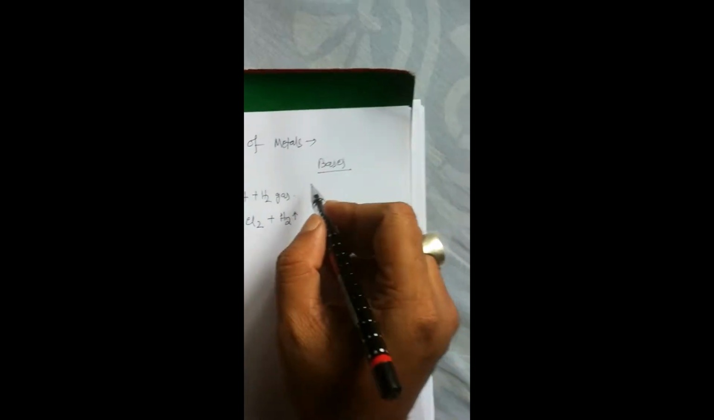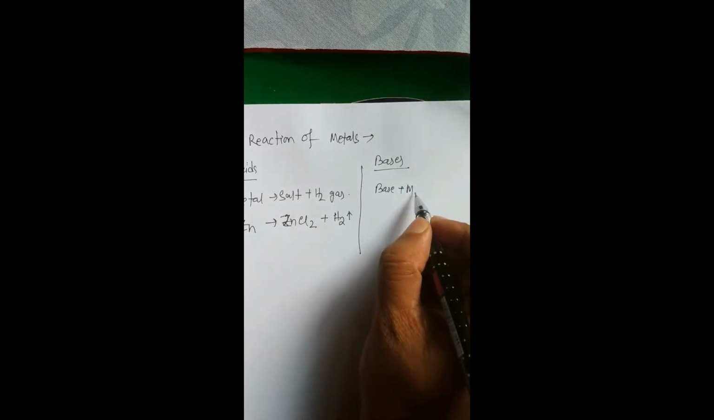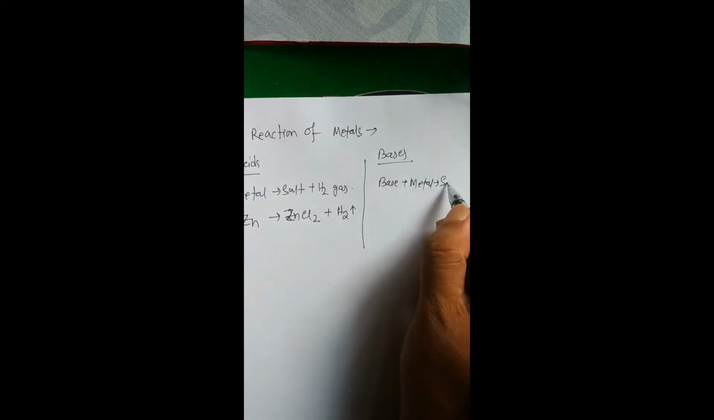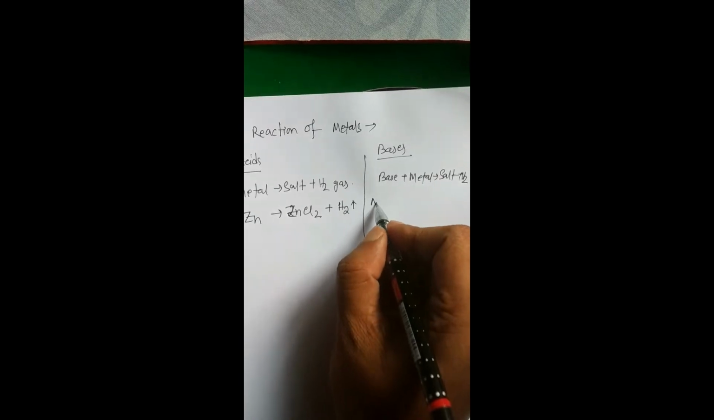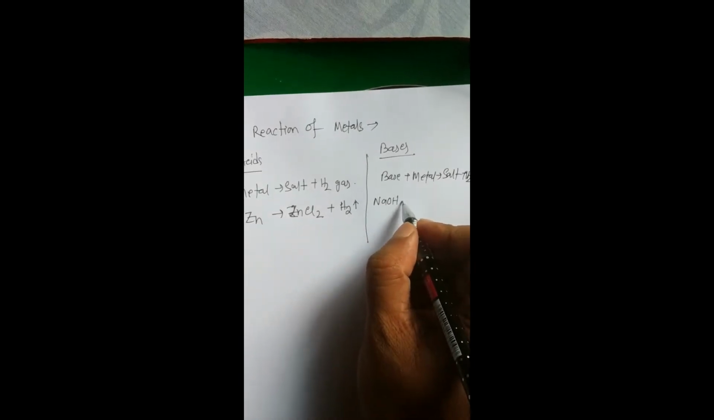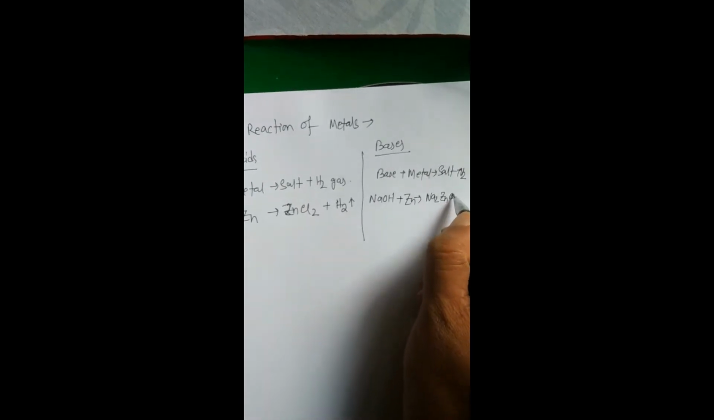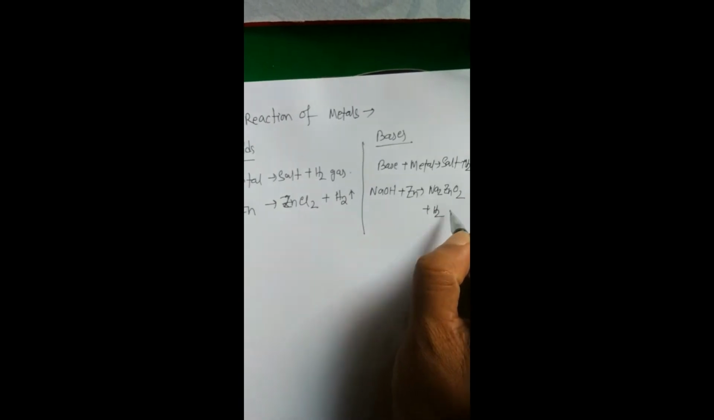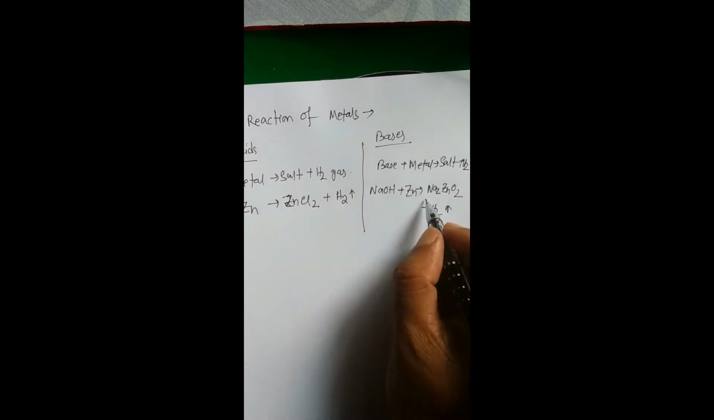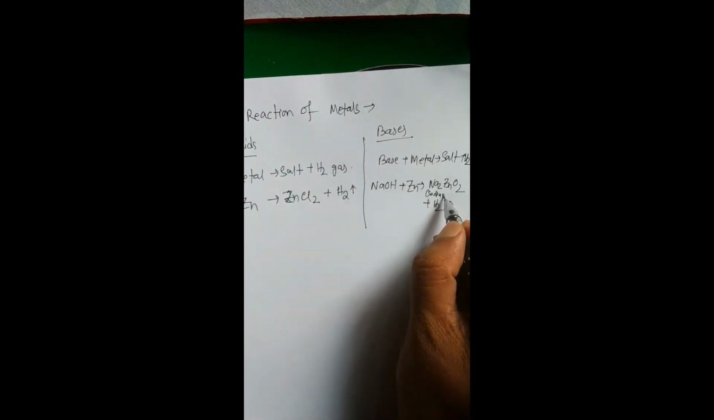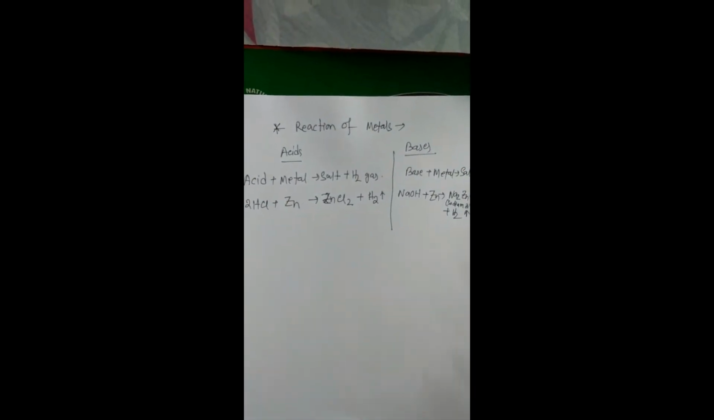In the same manner, a base will react with metal to produce the same thing, that is salt plus hydrogen gas. Let us take an example. Suppose NaOH, a base, is reacting with zinc, and it will provide Na2ZnO2 plus hydrogen gas. This Na2ZnO2 is known as sodium zincate.